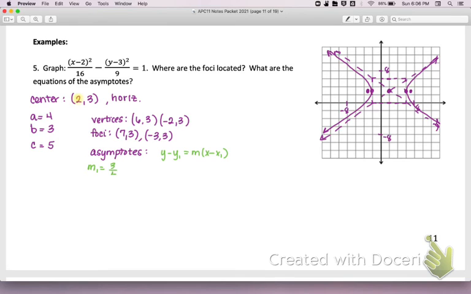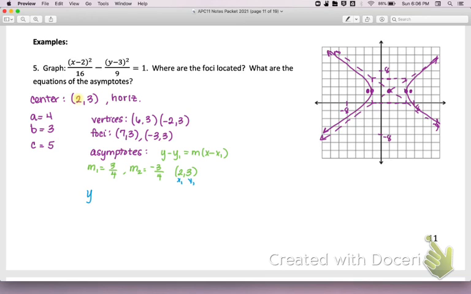So 3/4 is the first slope. The second slope is negative 3/4. They're just opposite signs. They're not reciprocals. Now, both of these lines go through the center. So to do that, that's the ordered pair that we're going to use, which is the center at 2, 3. That's going to be our x1, y1 for the formula.